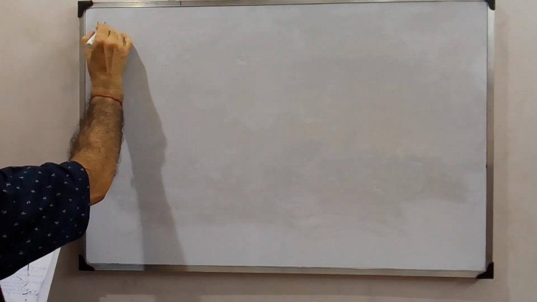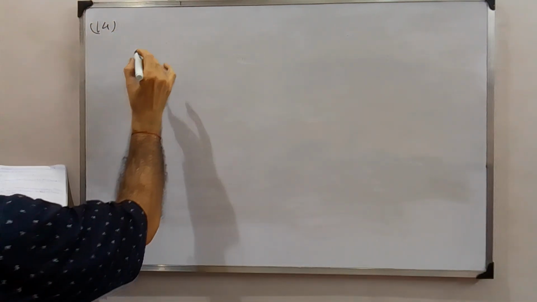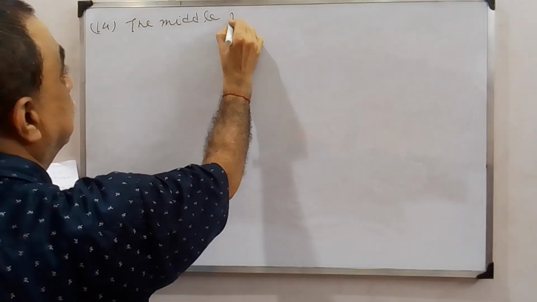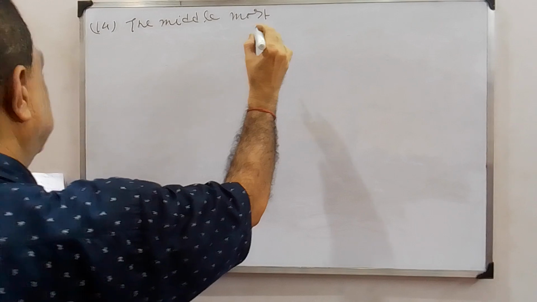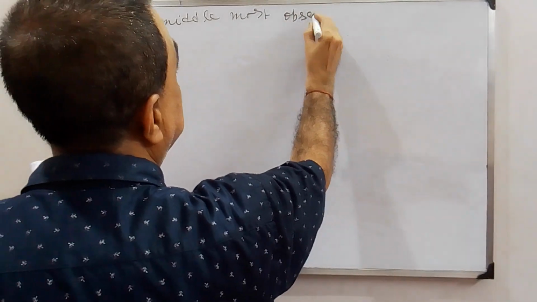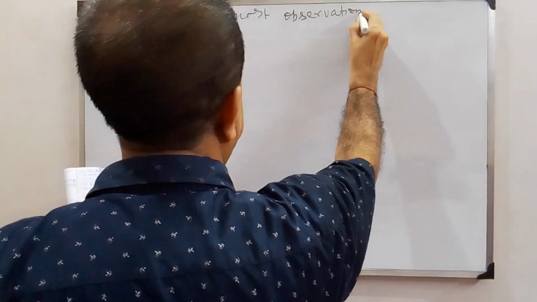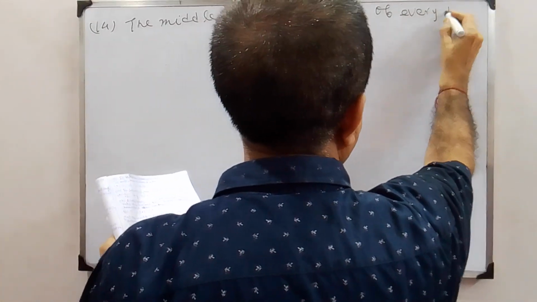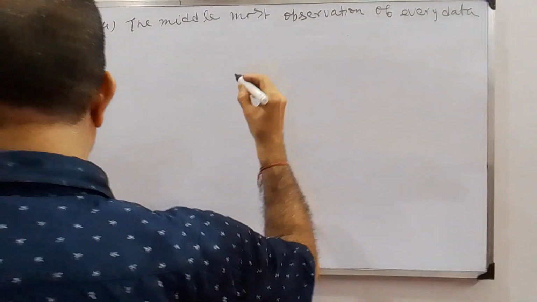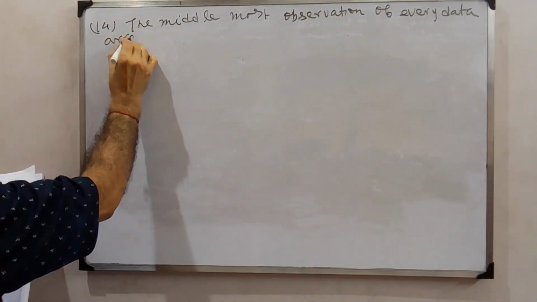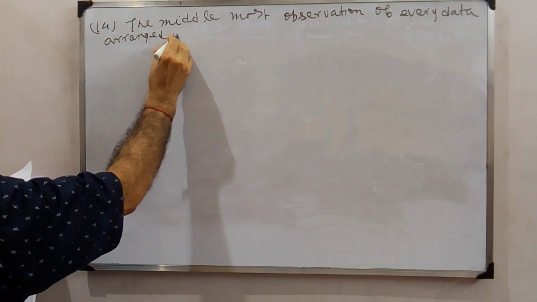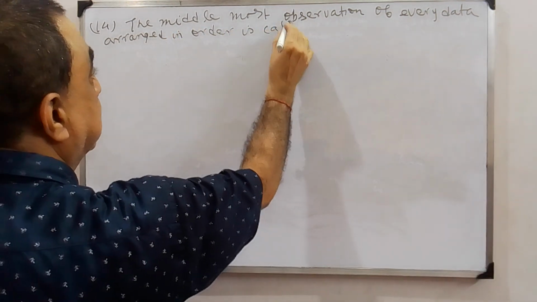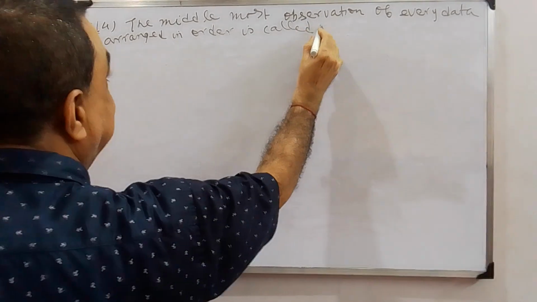See here, question number 14. The middlemost observation of every data arranged in order is called, okay, so what is it called?